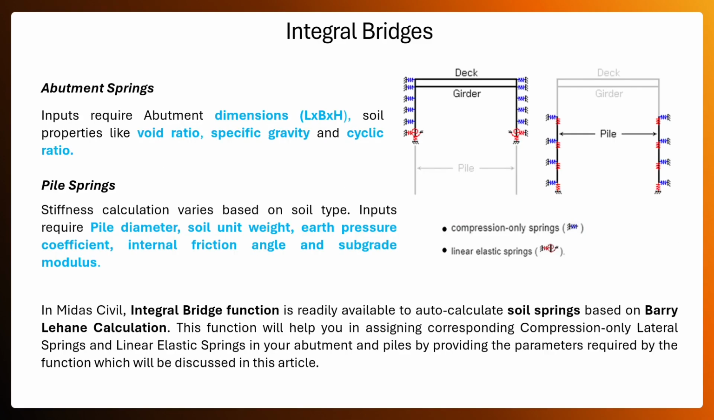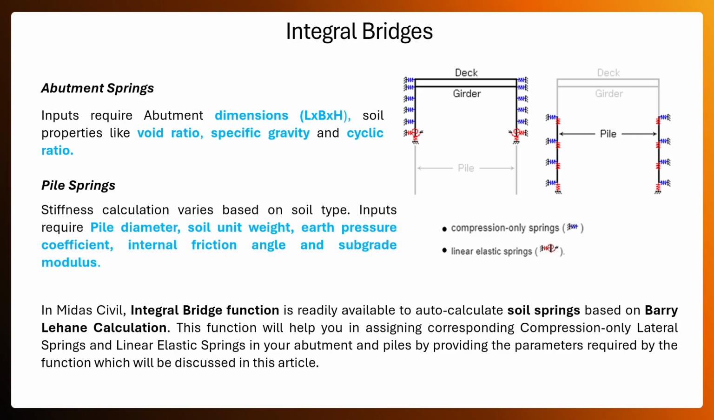Now coming to the springs part, we know that there are different types of springs that you can use, as we have seen earlier, like linear, multilinear, and non-linear springs. When we talk about integral bridges, there are two portions where the soil comes in contact with the structure. The first case is the abutments, so we need to provide the springs near the abutments. So we need the abutment springs. And second is the piles, where the pile comes in contact with the soil. In this case also, we need to provide the springs for the connection.